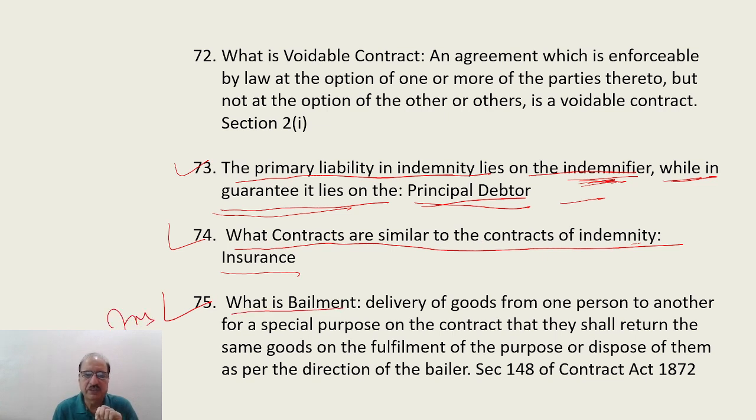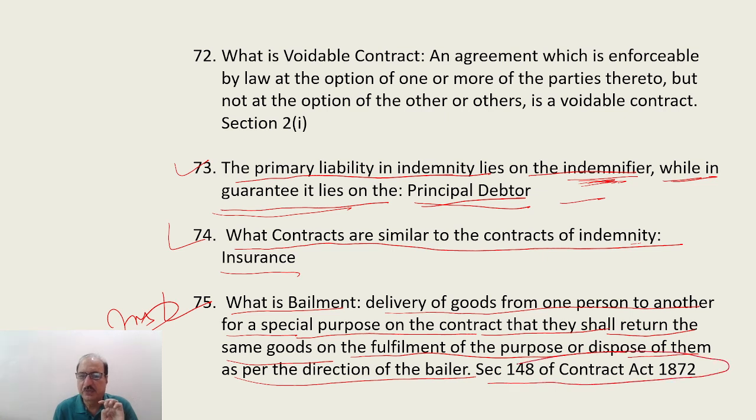Question number 75. What is bailment? This is important. Bailment is a delivery of goods from one person to another for a special purpose, on the contract that they shall return the same goods on the fulfillment of the purpose or dispose of them as per the direction of the bailor. This is Section 148 of the Contract Act. Very important.